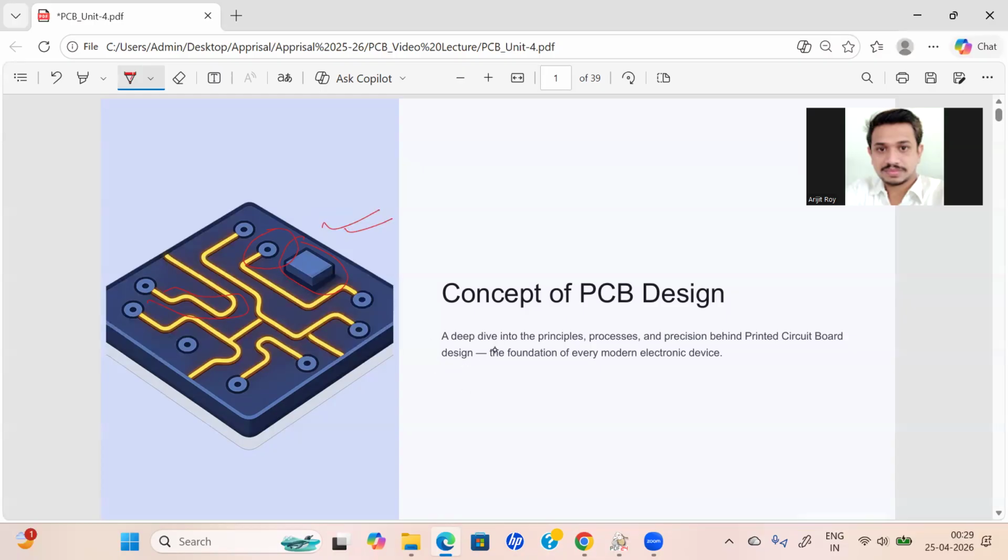So this is a deep dive into the principle, process, and precision behind printed circuit board design, the foundation of every modern electronic device. That means it is a very important thing, and in modern electronics, we can't imagine life without the PCB.